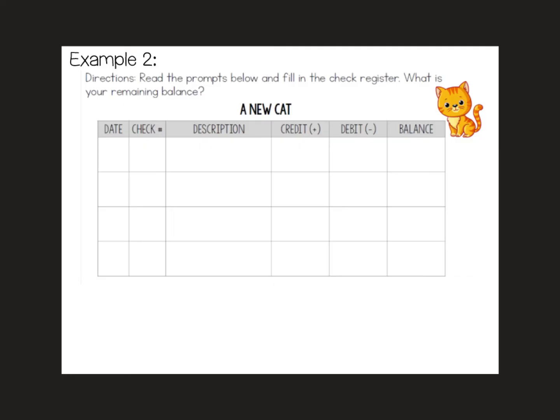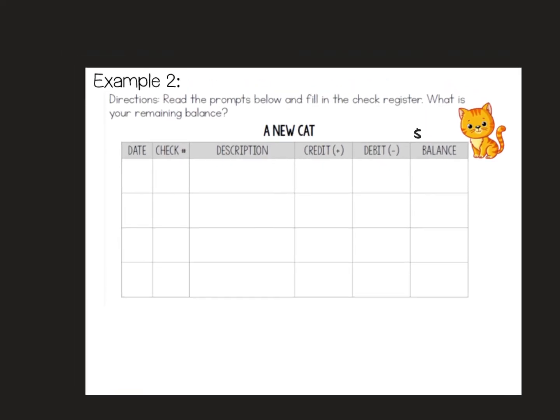In our second example, you can read the prompts that are also listed and follow along as we fill in the check register, and then we'll figure out our remaining balance. So the first thing we read is that we check our balance on January 4th, and it's $120. So I'm just going to write that up here. So my beginning balance is $120.